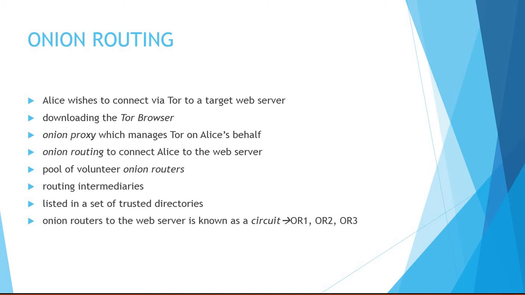Which are all the valid onion routers, all those details will be stored in a database. That database will be maintained by trusted third parties, and they will manage the directories. For example, consider Alice when she is transferring her data to or receiving data from the web server. She will know the complete circuit through which she is going to communicate with the web server. That complete path is what we call a circuit.